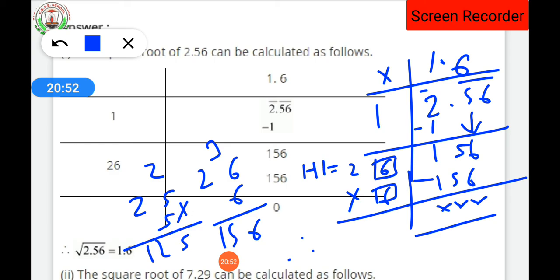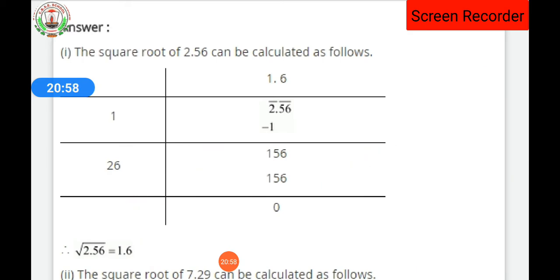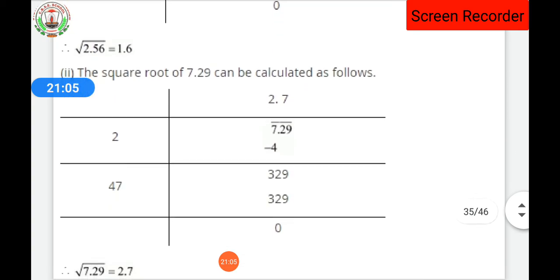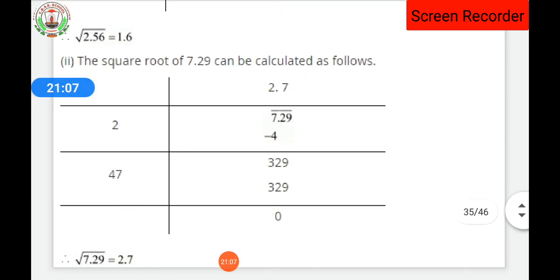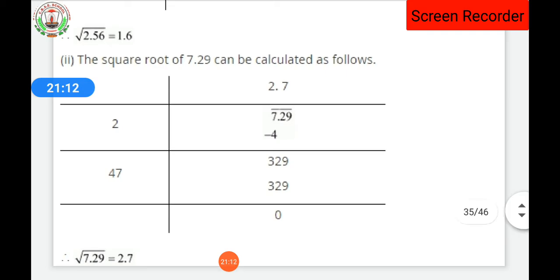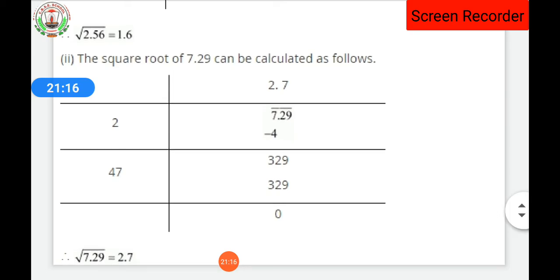So we can say that therefore the square root of 2.56 is 1.6, hence the square root of 2.56 is 1.6. In the same way, you can see the 7.29. How to find? 2 into 2 is 4 and 3 into 3 is 9, which is a greater number. Subtract 4 from 7, you will get 3. Then the decimal you have to give, so 2.7 is the answer, the square root of the number 7.29. So in the same way you have to do the rest of the parts.